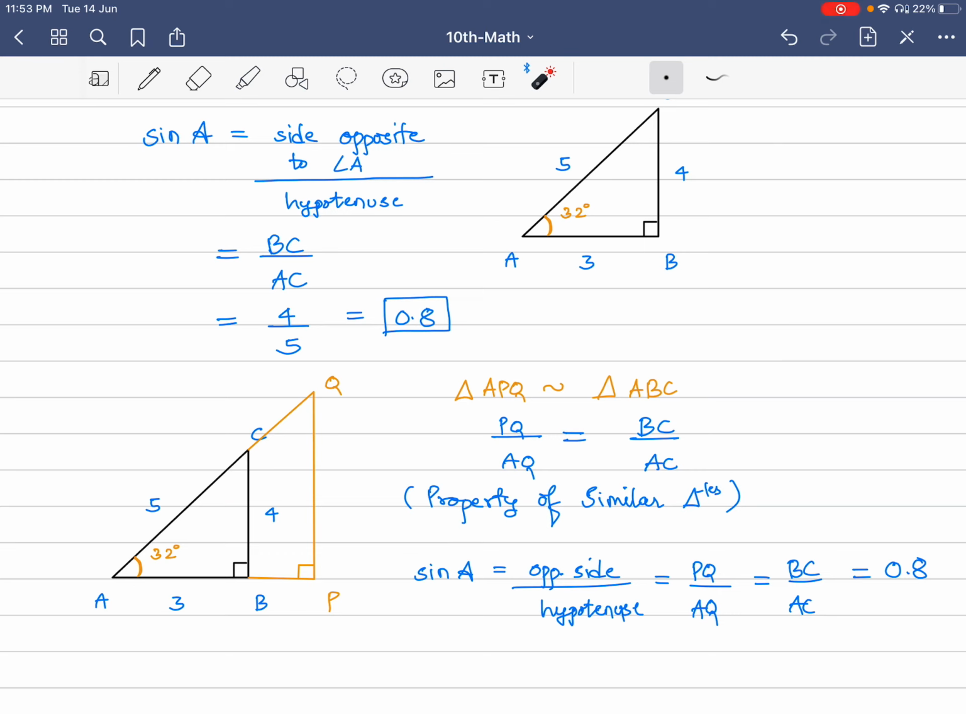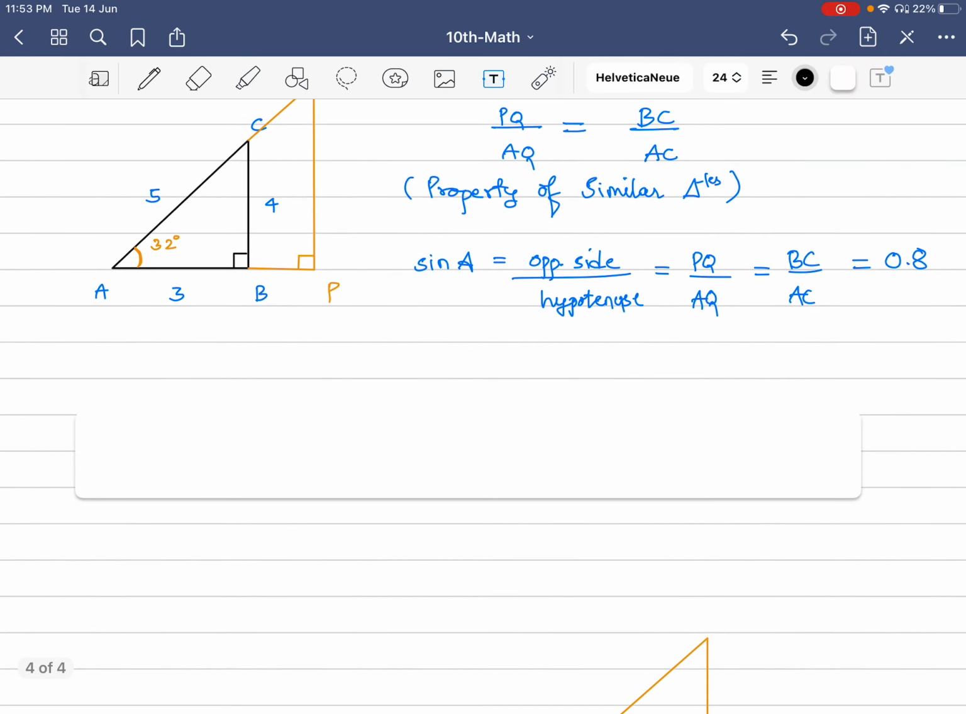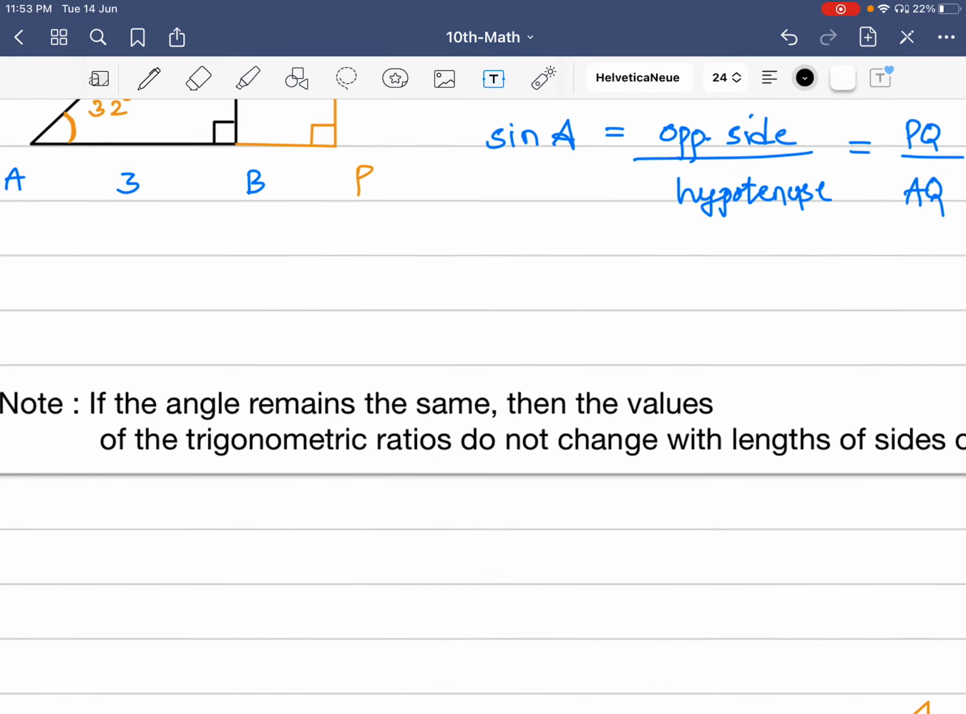The same goes for all the other trigonometric ratios. Whether you take cos of A, tan of A, cosec, sec, or cot of A, the property that if the angle is the same, then the value is also going to be the same, holds. So that is an important point which I have noted down here. Let's zoom in.